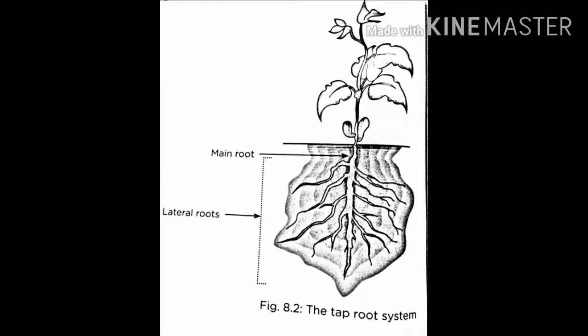The roots which grow from the main root or primary root are called lateral roots. Taproots grow deep into the soil. Some examples of plants with taproot systems are beans, mango, pea, carrot, radish and turnip.